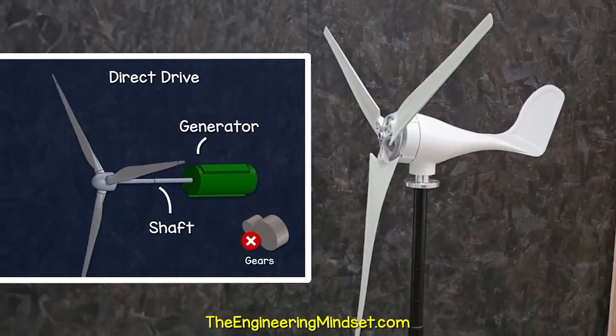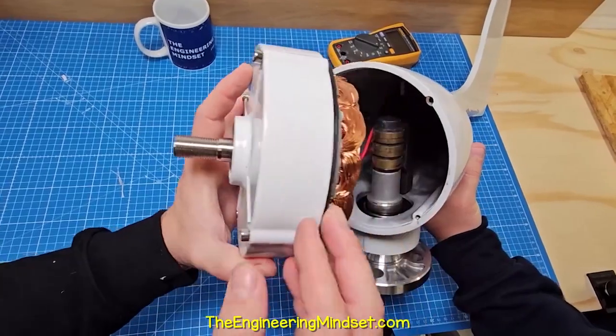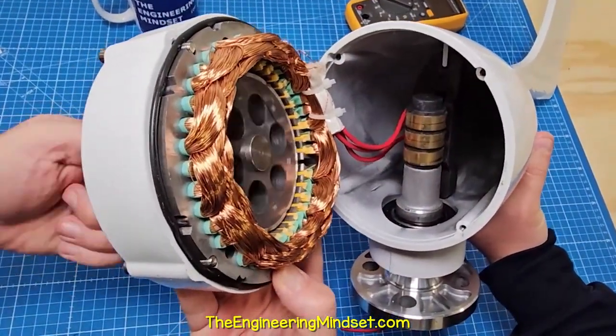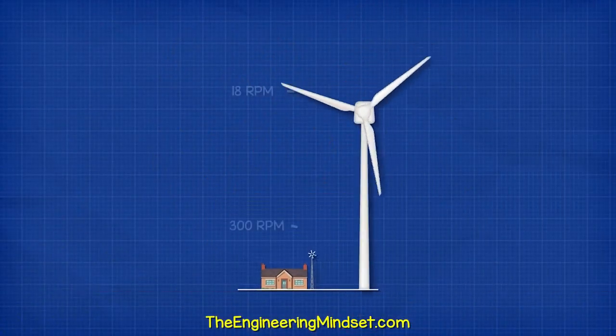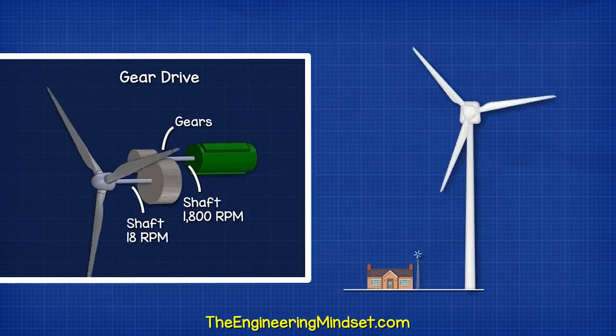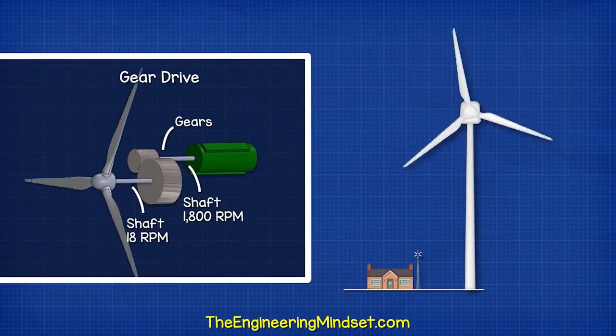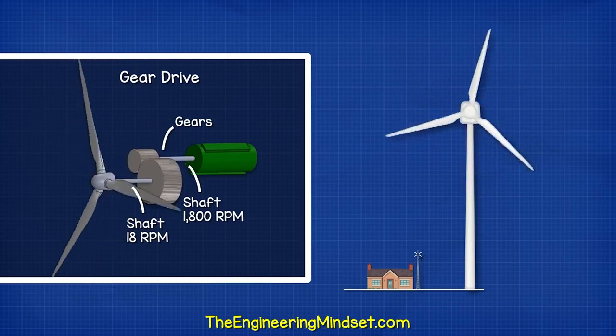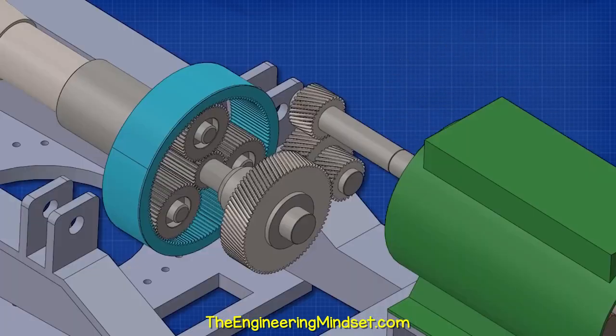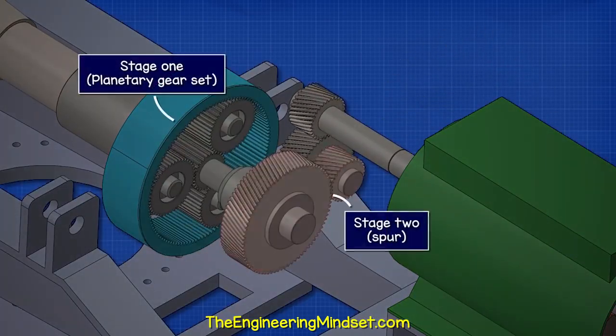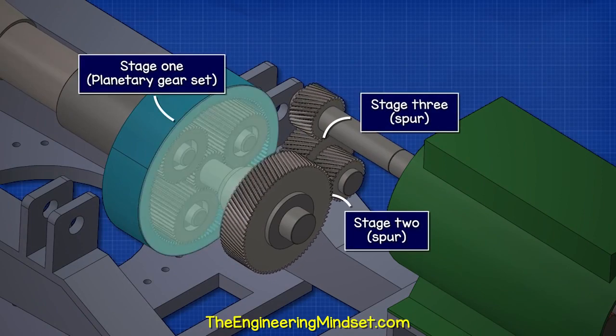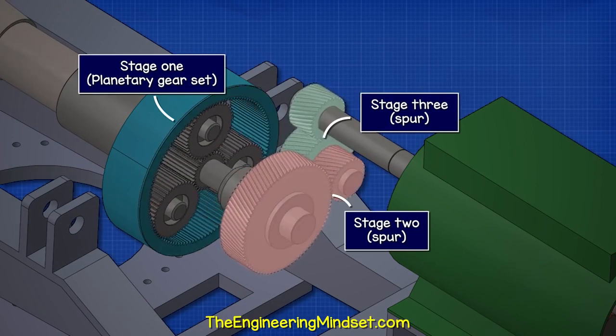Small wind turbines are typically direct drive. They often use permanent magnet generators like this one. Large wind turbines turn much slower, so we use gears to increase the speed of the rotor to produce sufficient power and output frequency at the generator. Typically, we find a 3-stage gearbox consisting of a planetary gear set and then 2 spur stages.